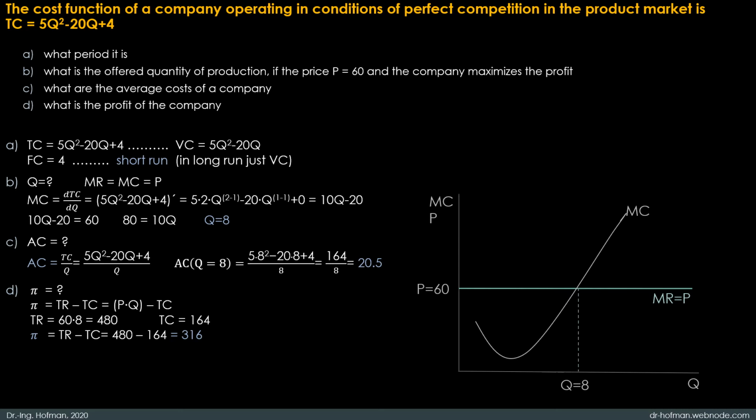Or I can already use my Q, and you know it's 8, and calculate it like 5 times 8 squared minus 20 times 8 plus 4 over 8, which is 164 over 8, where the 164 is total cost for the quantity of 8 pieces of the product, or 8 other units, liters and so on, which equals together 20.5, and that's the average cost.